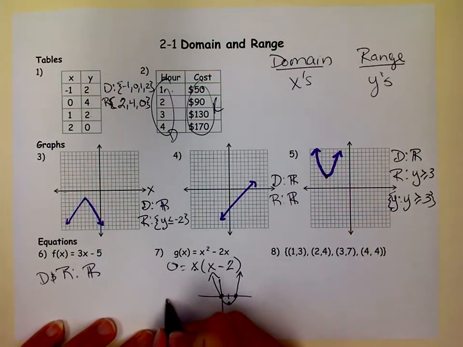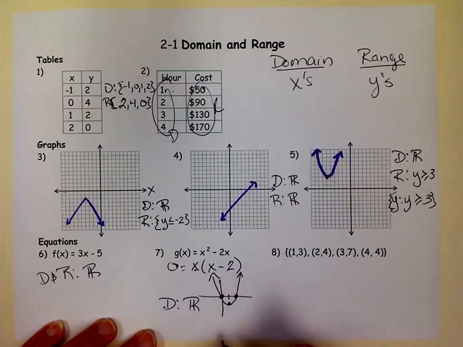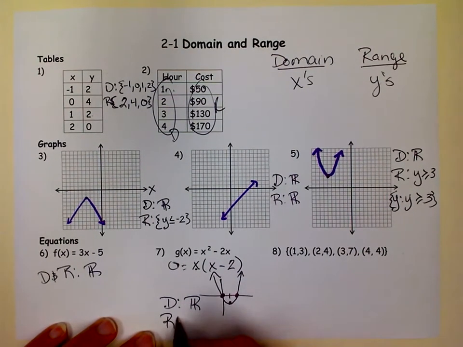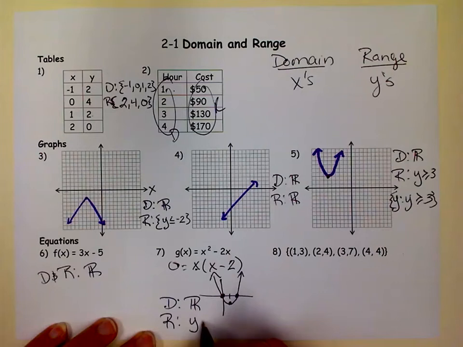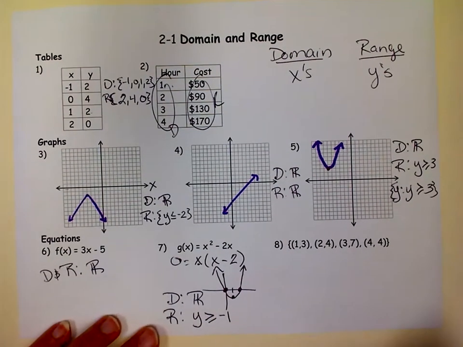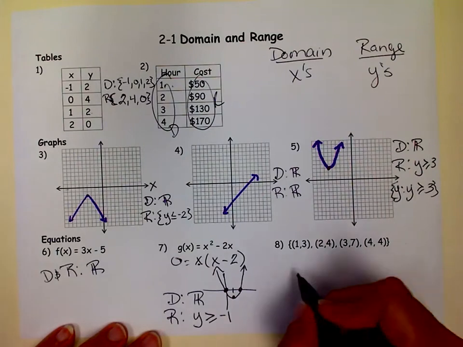Okay, so now I know that the domain is all real numbers because that's a parabola, and that the range starts at -1 and it's bigger than that. So it's all the y's that are greater than or equal to -1.